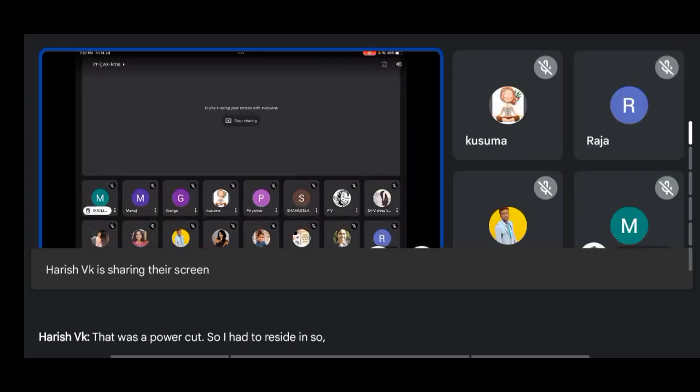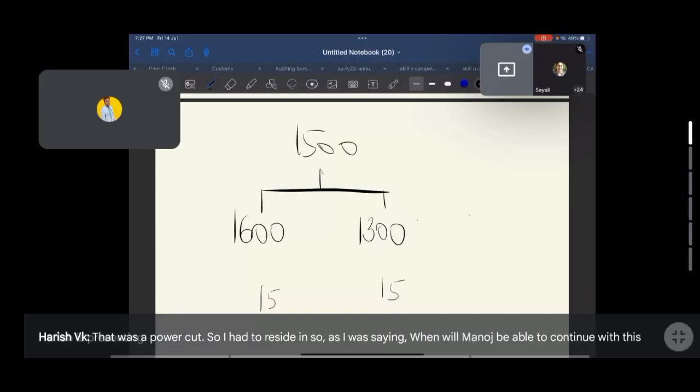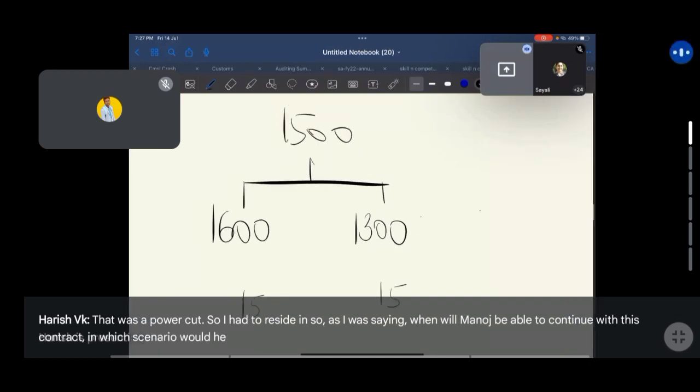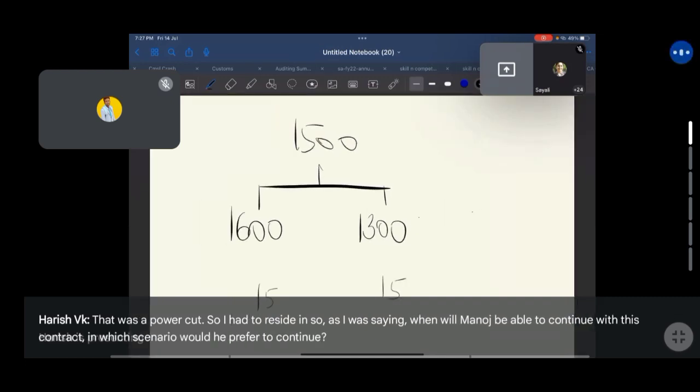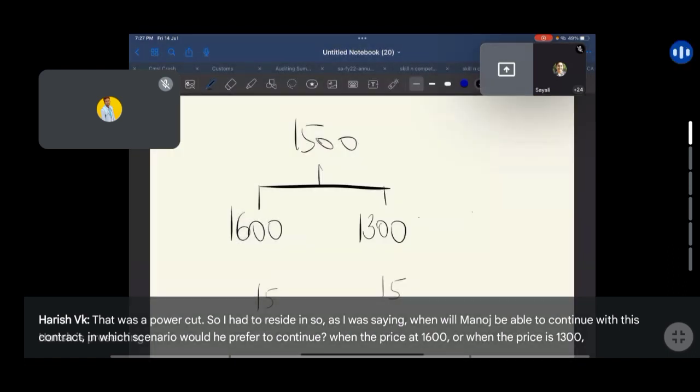No. So as I was saying, when will Manoj be able to continue with this contract? In which scenario would he prefer to continue? When the price is 1600 or when the price is 1300? What do you guys think?